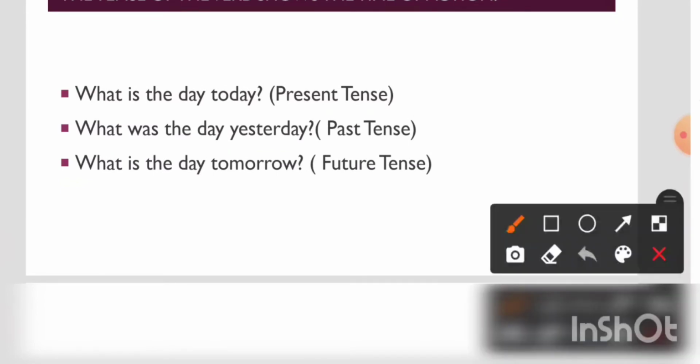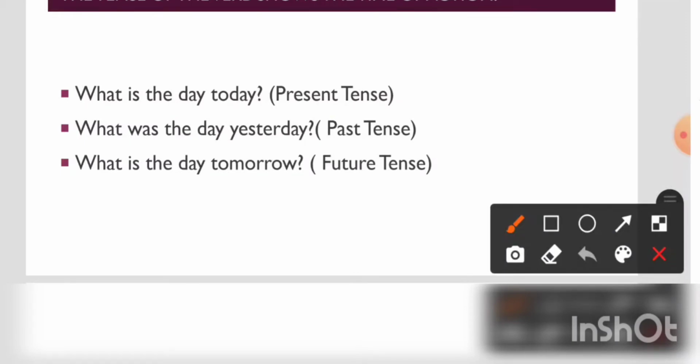What is a tense? A tense means time. The tense of the verb shows the time of action, whether the action is taking place in present time, past time, or future time. See the examples. What is the day today? Suppose today is Friday, so present time.